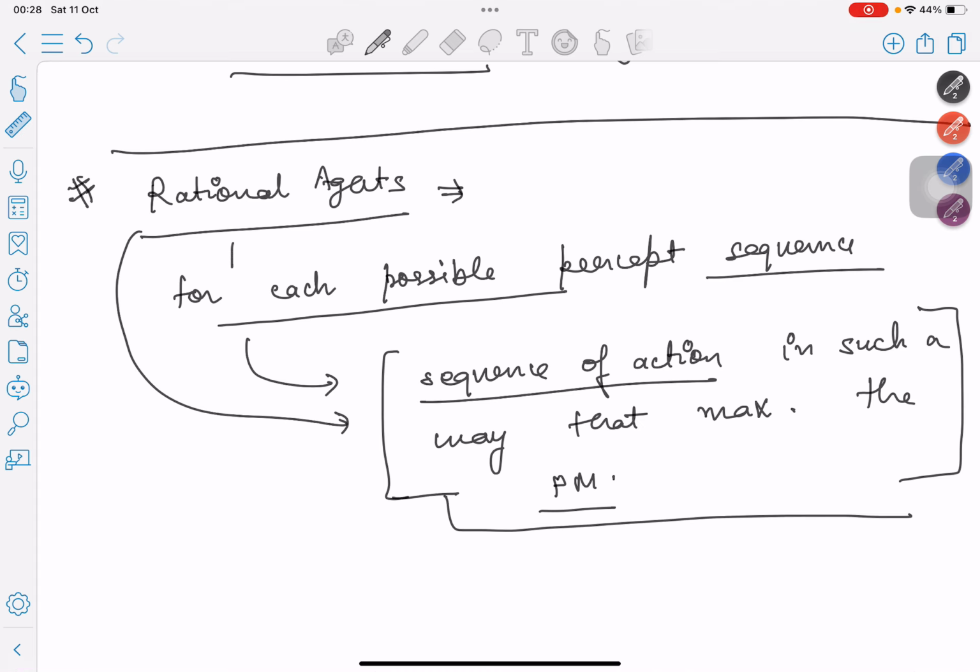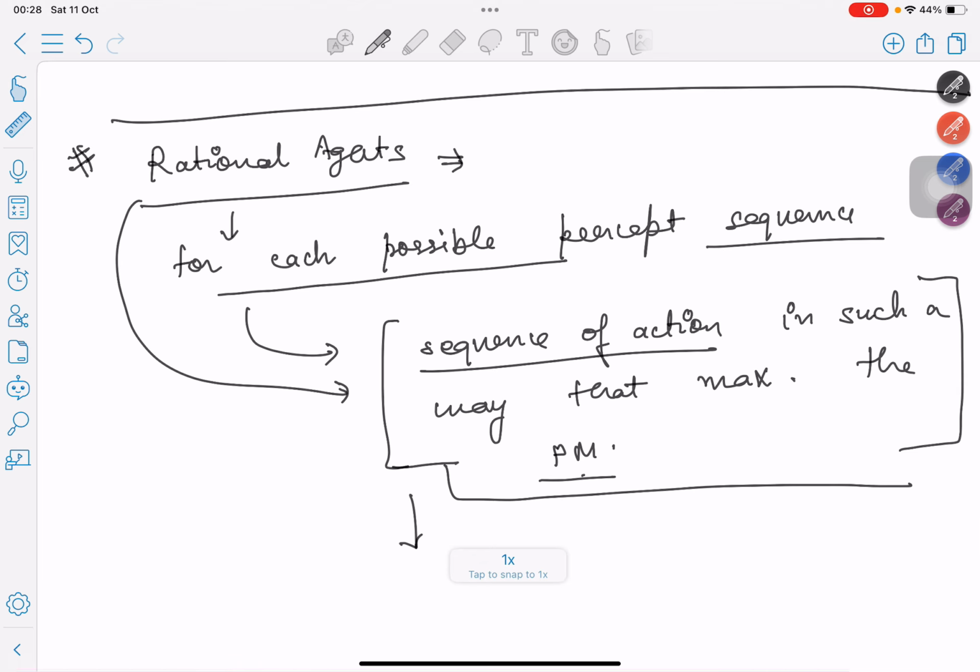So this is how we define the rational agent: for each possible percept sequence, a rational agent should produce a sequence of actions that maximizes the performance measure, and it produces these actions on the basis of the current condition of the environment as well as its past built-in knowledge about how the environment has behaved on various actions of the agent. Okay, so that's how we define the rational agent.